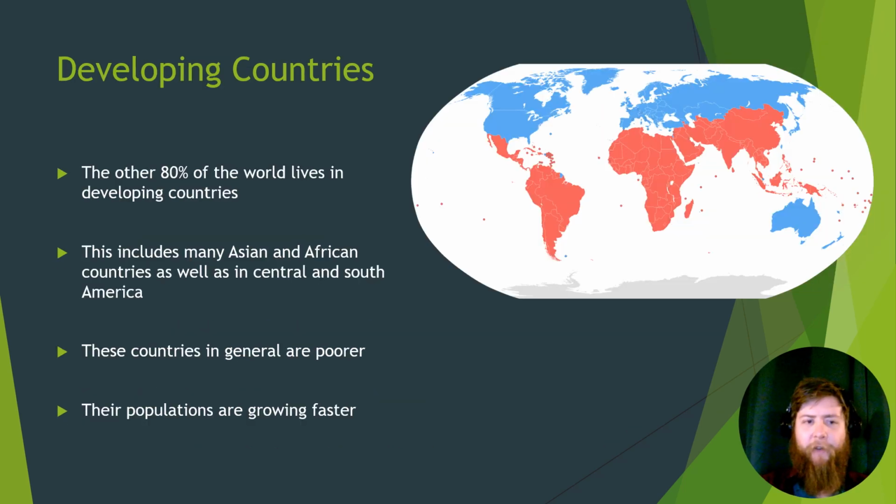In our developing countries, those working up to that developed status, about 80% of the world lives in these countries. So it's anything that's red on this map: lots of Asian, lots of African countries, Central America, South America. In general, these countries are poorer. Their populations are growing faster. They're having 3 or 4 or 5 kids, pretty much every family. So they have a faster growth rate than our more developed countries.